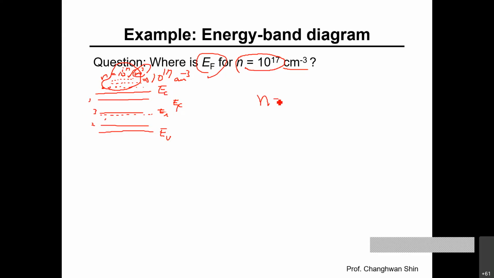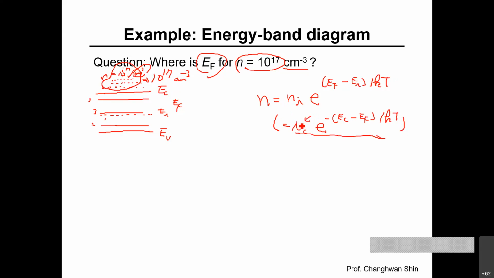Going back to the question, n is equal to n i exponential E F minus E i over kT. Previously, we used the equation N sub C times exponential minus E C minus E F over kT. But let's not use this equation because of the effective density of states. It's a tricky number. So we can use the intrinsic carrier concentration, n sub i, 10 to the 10 at room temperature. And we know the position of the intrinsic Fermi energy level, mid gap, right?